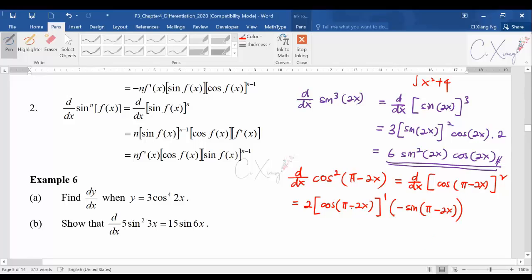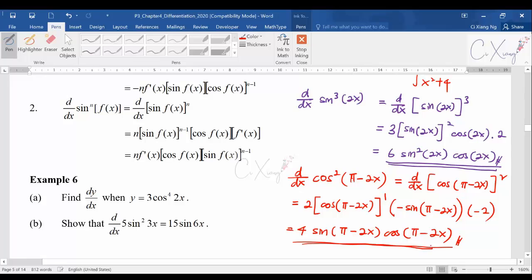And after that, you need to differentiate the thing inside the angle, inside the bracket. You will get, oh sorry, negative 2. Okay, so simplify everything. This is negative 2, right? Multiply with negative, multiply with 2, you get a 4. So you have 4 sine of pi minus 2x, then cos of pi minus 2x. Okay, so this is what we have. Actually the process is not hard, it just looks a bit complicated only.